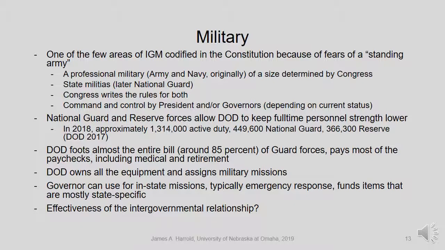But how did they mitigate that? Well, they came up with the idea of a professional military of an indeterminate size. Congress would say how big the military should be. So originally there was an army and there was a navy. That's in the Constitution. Congress dictated the size. Congress dictated the rules for that military. And then there were state militias. Later, in the 1900s, these became known as National Guard forces. So Congress actually writes the rules for both.